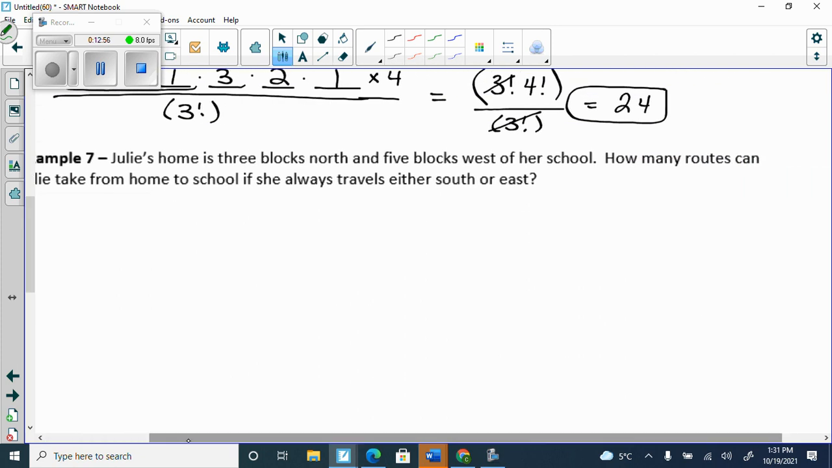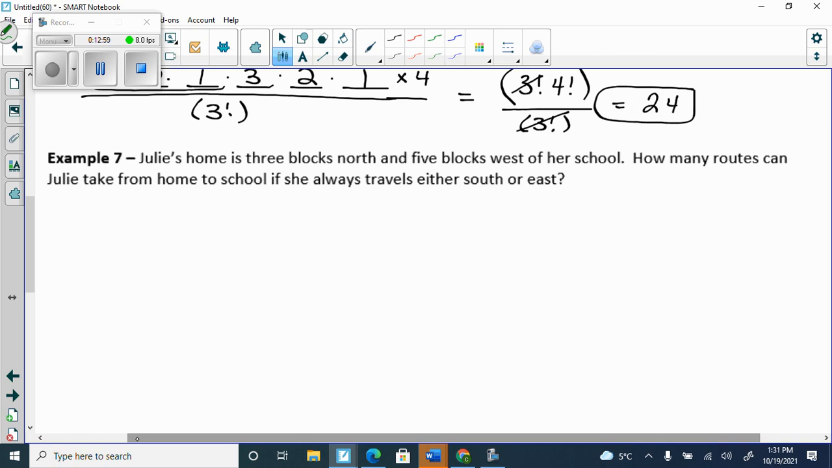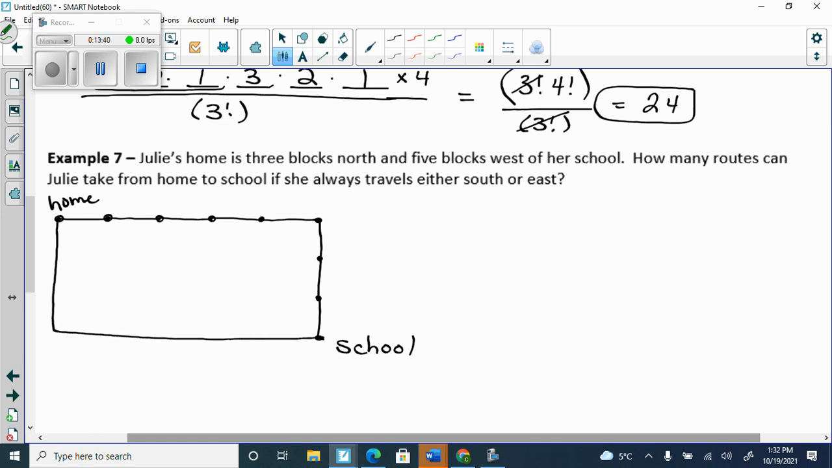Example 7: Julie's home is 3 blocks north and 5 blocks west of her school. So I have to draw this. So this is her school. Her school is 3 blocks north, 1 block, 2 blocks, 3 blocks north, and then 5 blocks west: 1, 2, 3, 4, 5. This is her home. Now this actually makes a complete rectangle because that's just one path from school to home, correct? But she could take any other pathway in between, so we have to draw the rest of the pathways. That's not stated in here, so we don't assume it's fenced up.